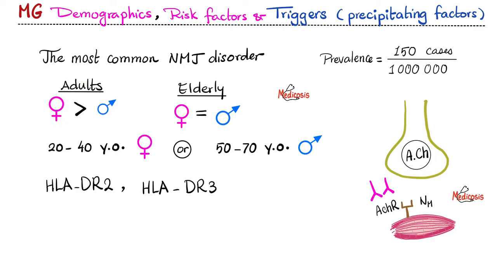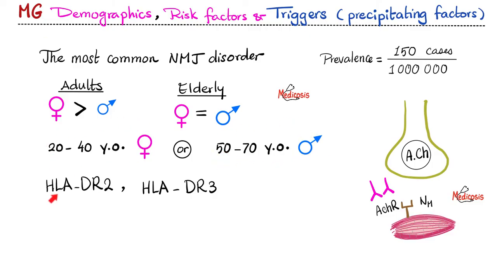I've told you before that immunodeficiency diseases tend to be more common in males, but autoimmune diseases tend to be more common in females, and myasthenia is no exception. However, as we get older, this disease tends to affect females and males equally. On your exam question, they will usually give you a lady who's 20 to 40 years old. In clinical practice, these are the typical patients: the young woman or the old man.